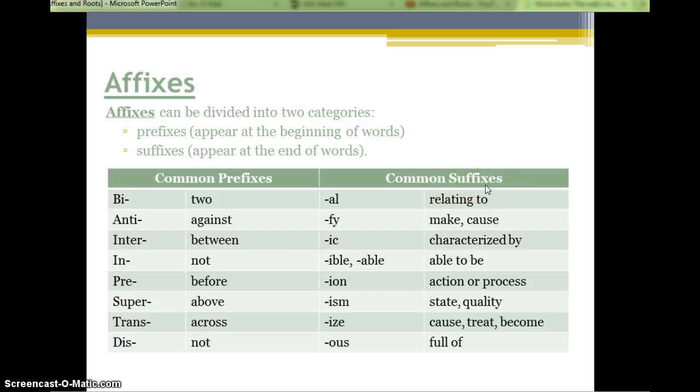Now when you add a suffix to a word, that also changes its meaning. AL added to the end of a word means relating to. FY at the end of a word means to make or cause. IC is characterized by. IBLE or ABLE means able to, capable, you're able to do something. ION is action or process. ISM is the state or quality of something. IZE is cause, treat, or become. And OUS is full of. Okay, so these are, again, parts that you're using already. You just didn't know that they have meaning.